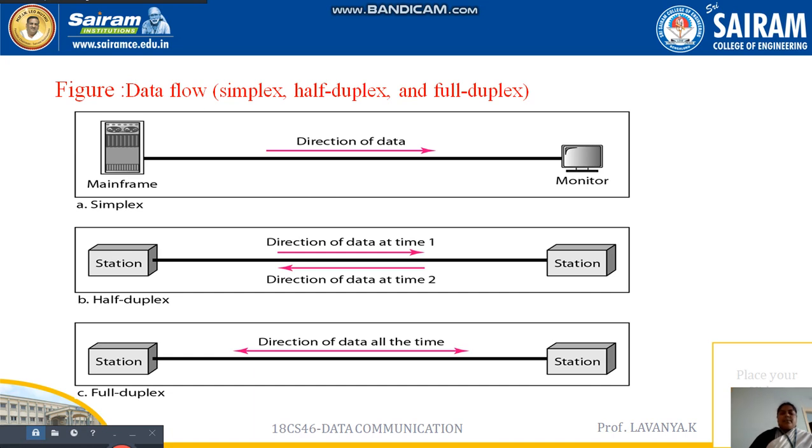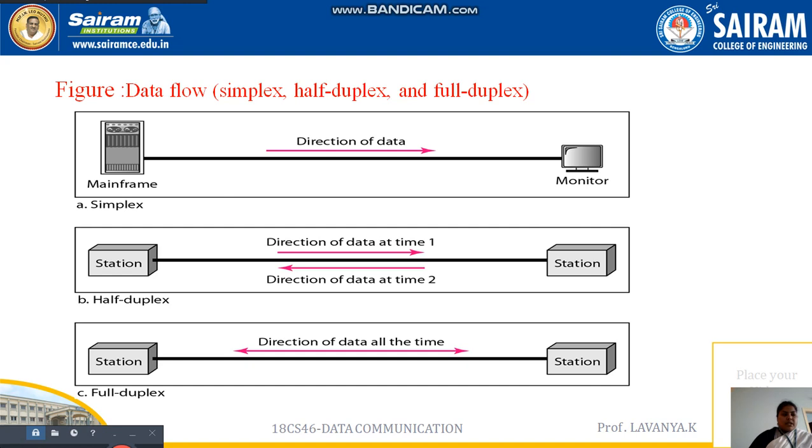Then what is the simplex method? In the simplex method, in the same link, two devices are connected. The two devices have already established the connection. Only one device is going to send the data, in only one direction. The data is going to flow in only one direction, and the other device is going to receive the data. So this method we call a simplex method.